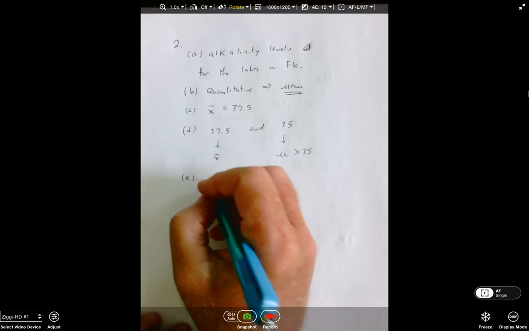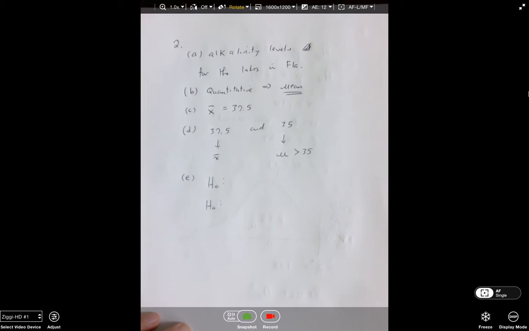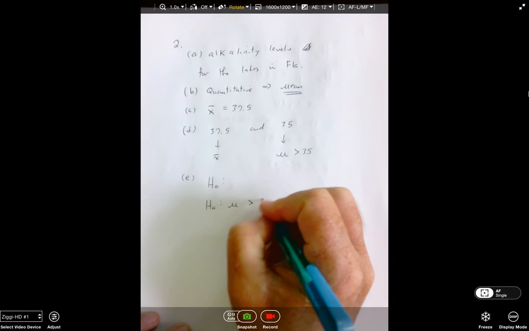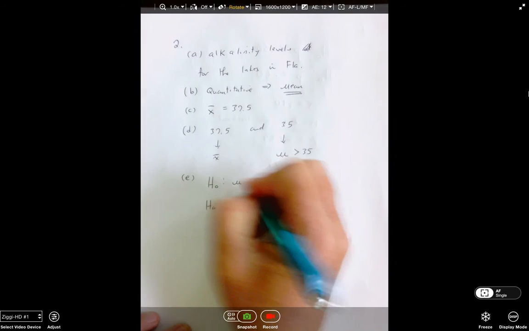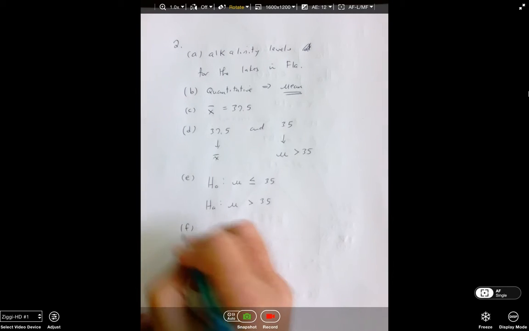Report the appropriate hypotheses. Where do we always start? What we want to test is the alternative hypothesis. We want to test that the mean is greater than 35. Therefore, we know that the mean and the 35 have to be part of this statement, and the null has to be the opposite mathematical inequality.